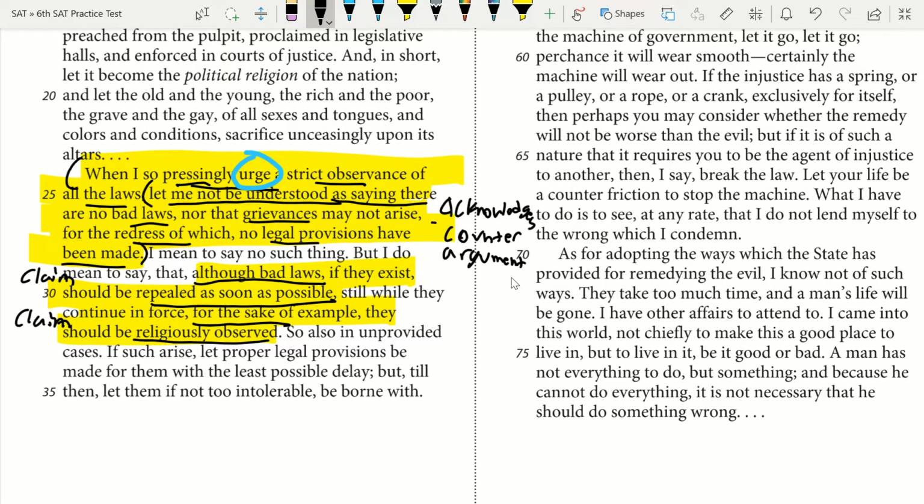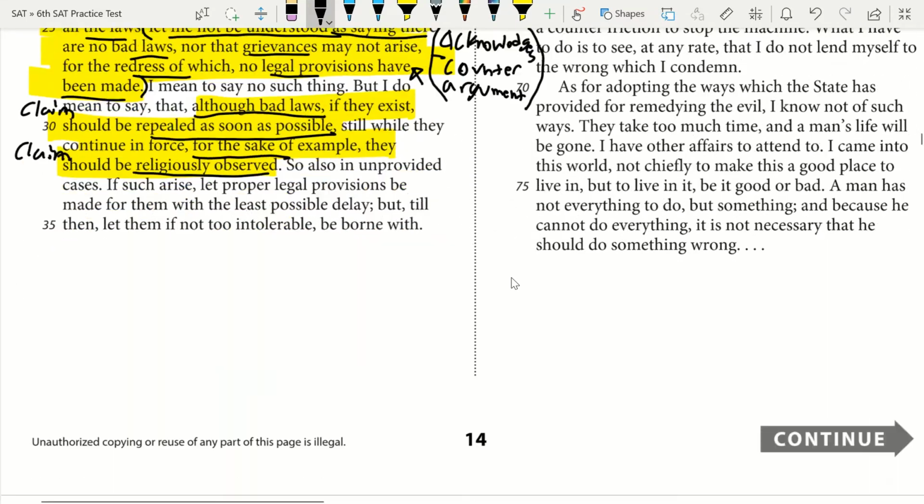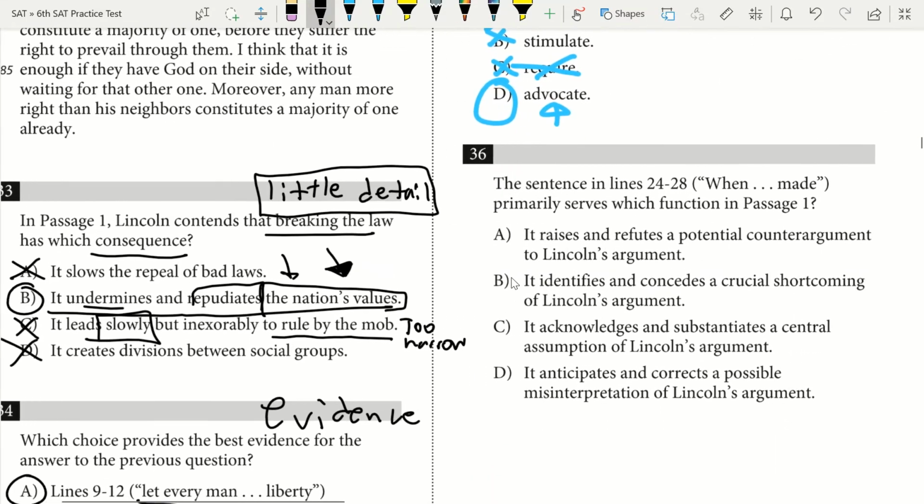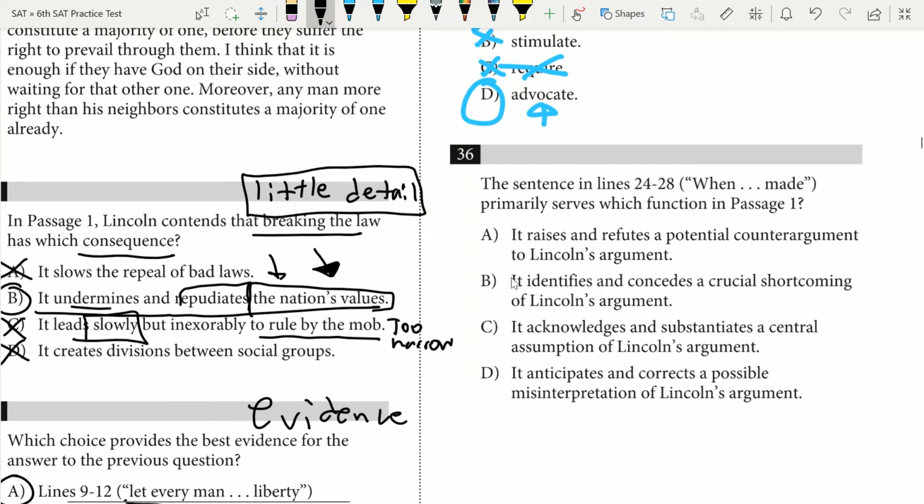Okay, well, what's the purpose of this? I already kind of said it when I went through my notes here. That's that it acknowledges a counter-argument, right? I talked about that when I explained why I highlighted it, because it's acknowledging a counter-argument, and he doesn't want to be misunderstood. So that's really what that's talking about. So let's find an answer choice that has that. Let's go through A through D and figure out which one's right.